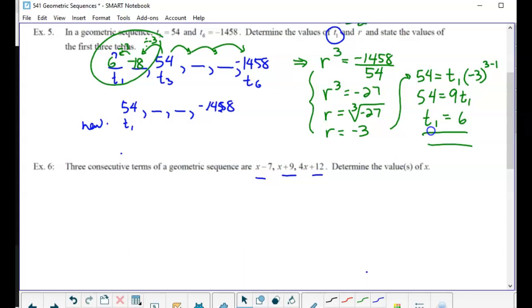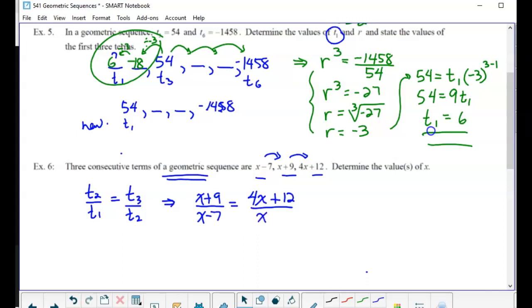So if it's geometric, we know that the common ratio between each of these has to be the same. So that means T2 divided by T1 has to be the same as T3 divided by T2, right? So x plus 9 over x minus 7 is equal to 4x plus 12 over x plus 9. Okay. Now, that's a rational equation. Right, so you want to multiply and get rid of the denominators.